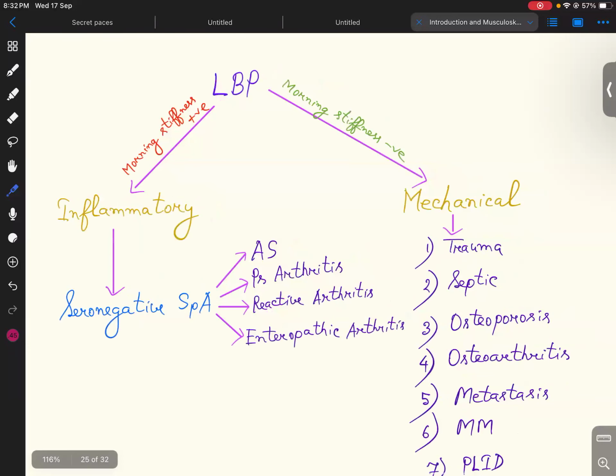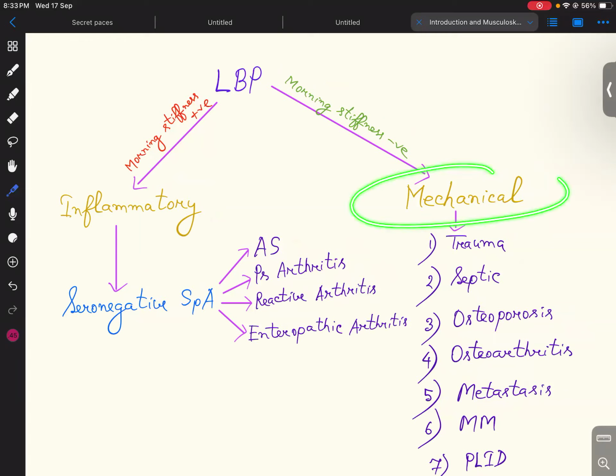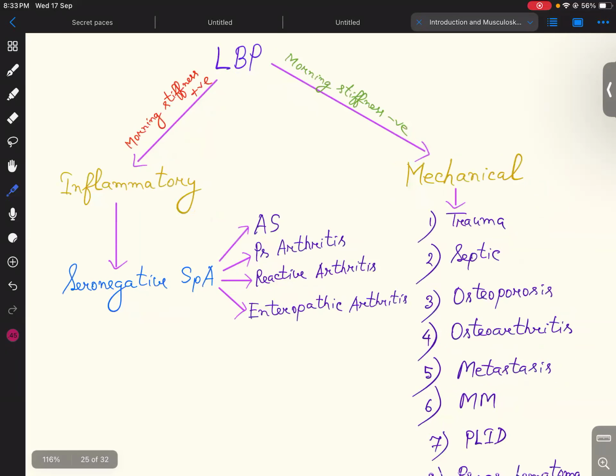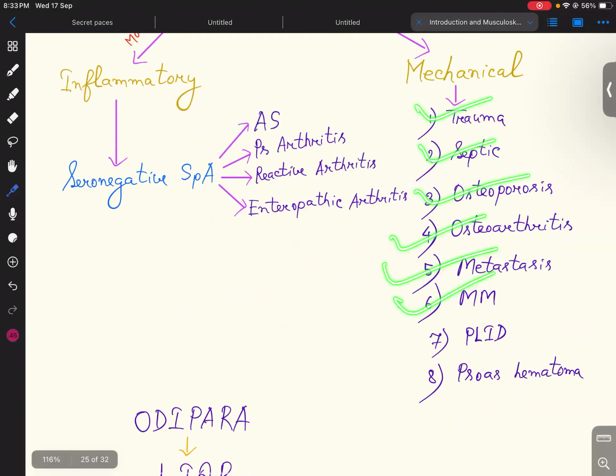Then if there is no morning stiffness, or if the morning stiffness is less than 30 minutes, remember, there can be morning stiffness but less than 30 minutes, then the cause is most likely mechanical. So for the PACES exam, the important differential diagnoses of mechanical low back pain are trauma, septic arthritis, osteoporosis, osteoarthritis, metastasis, multiple myeloma, PLID, and psoas hematoma. I will discuss one by one how to exclude each one.